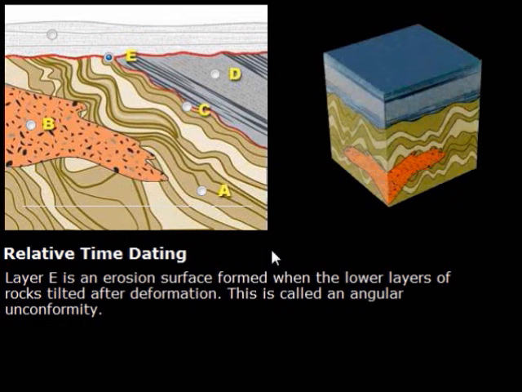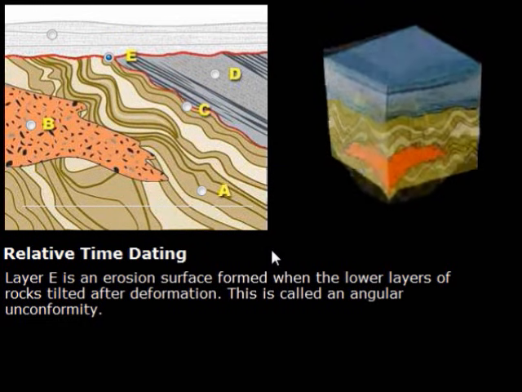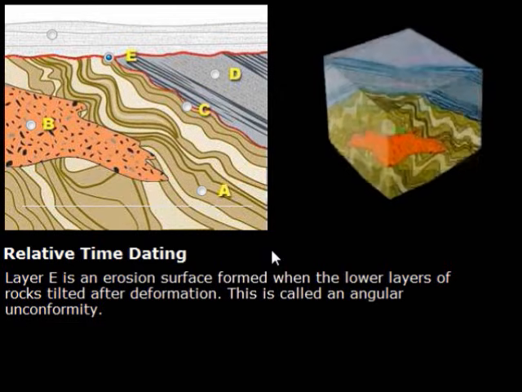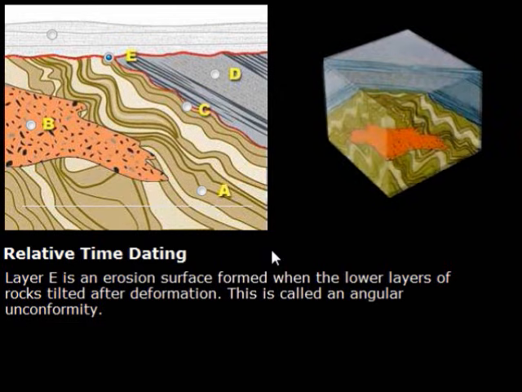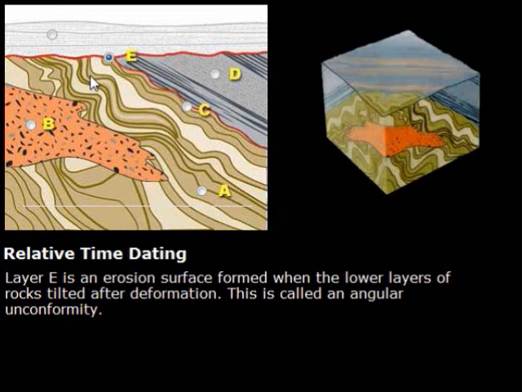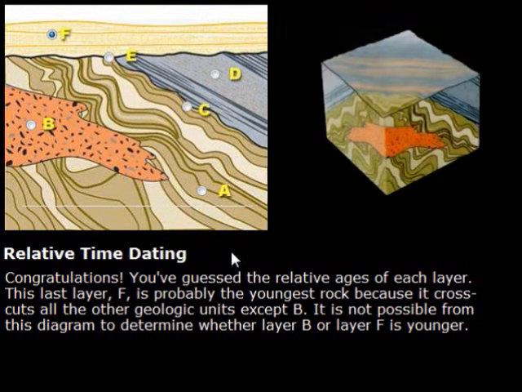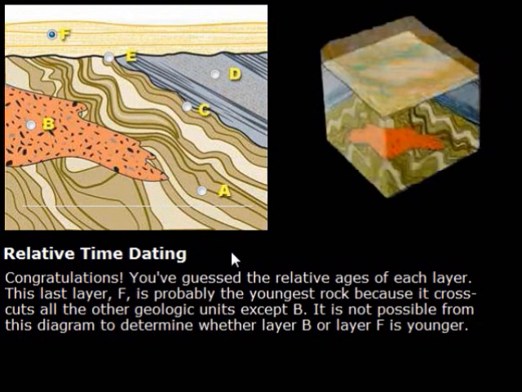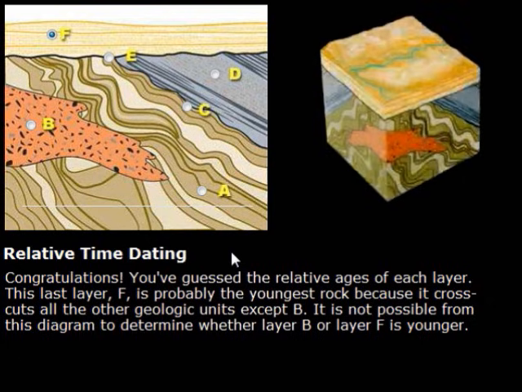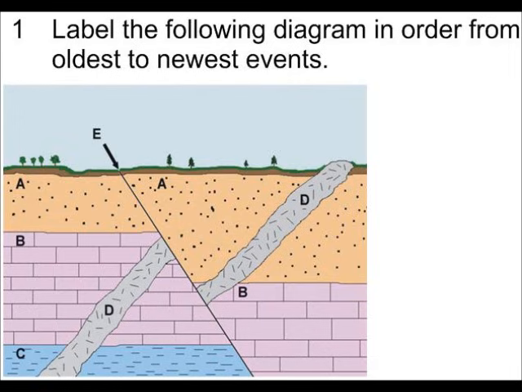Layer E is an erosion surface that formed when the lower layers of rocks tilted after deformation. This is called an angular unconformity. So here we see that all the layers are being tilted, and then it's being eroded and flattened off on the top. And then finally, on that top layer, we see that more sedimentary rock layers were laid down on top. Here we see some sort of river that was depositing this sediment in layers on top of all the other layers.